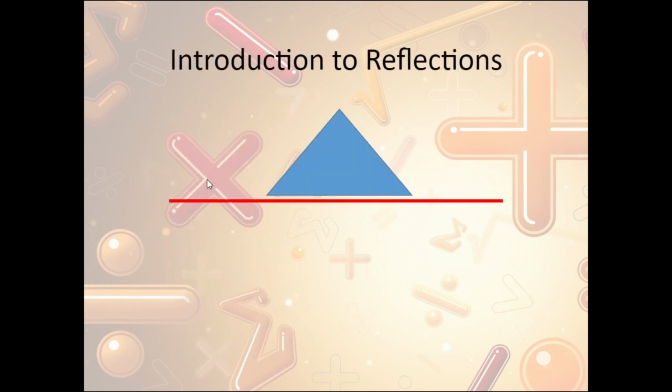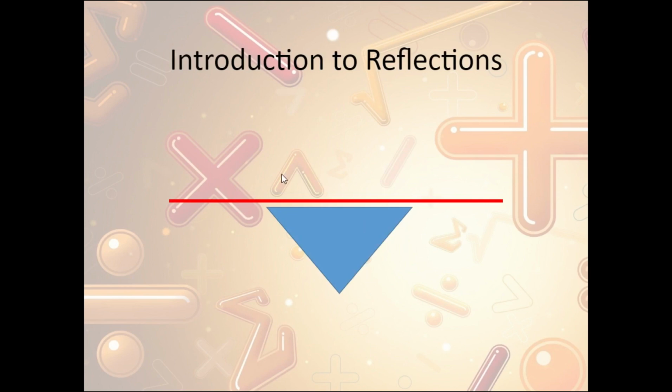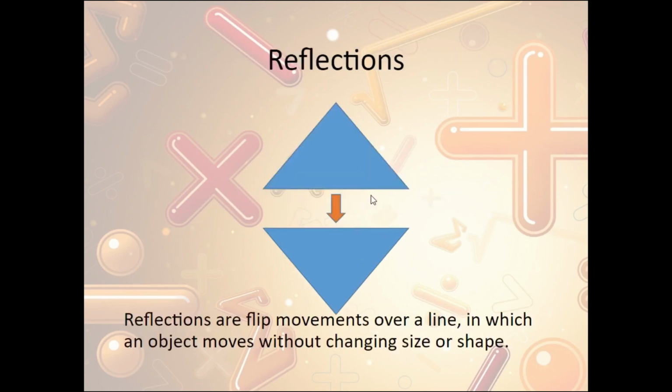Introductions to reflections. Reflections over a line: we start with, for instance, a triangle here. If we flip it over, it becomes like this. So if we flip it over that line, it becomes this way. So it can be up and down, or it could be side to side. So it could flip and go over here as well. Notice they do not change size or shape. They do change direction, though. So it will flip over and it will look inverted, but the size of the triangle in this case does not change.